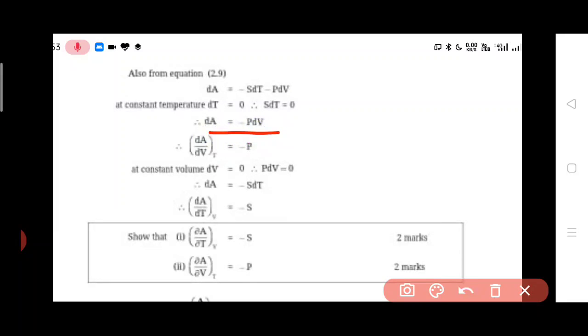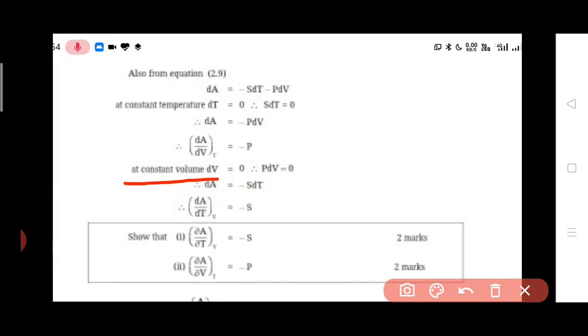If we rearrange this equation, means if we take dV to the other side, you have to write dA upon dV at constant temperature, because your condition is constant temperature. So constant temperature will be written at the bottom of the bracket, and it is equal to minus P. So dA upon dV at constant temperature is equal to minus P.